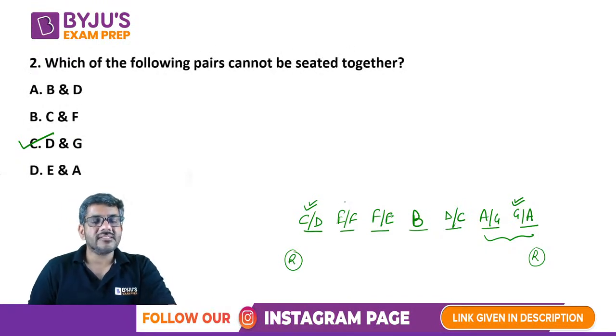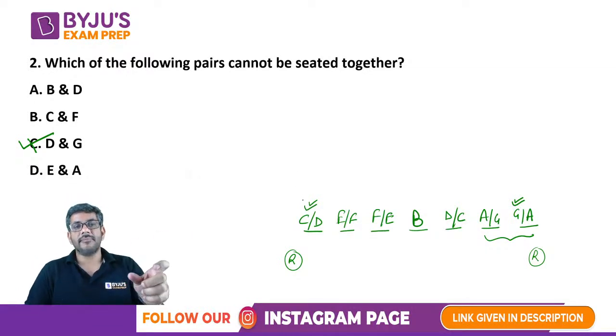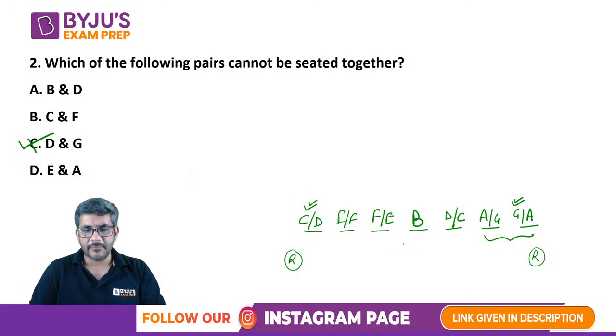Which of the following pairs cannot be seated together? So this is from the previous slide, I suppose. So which of the following pairs cannot be seated together? Which pair cannot sit together?